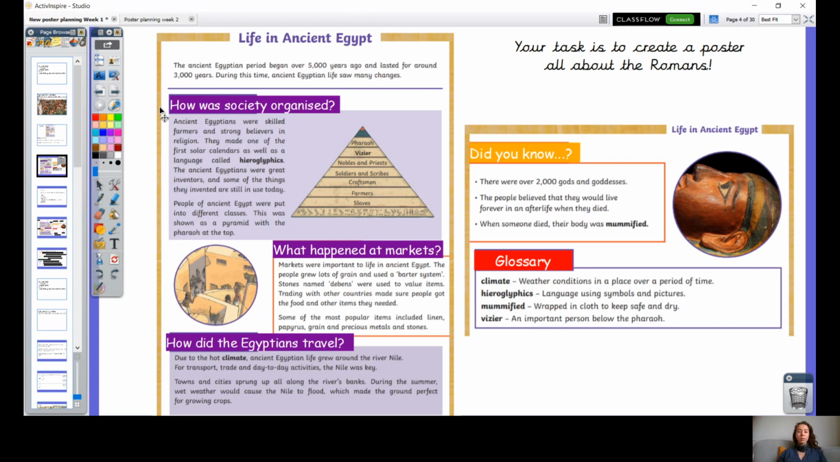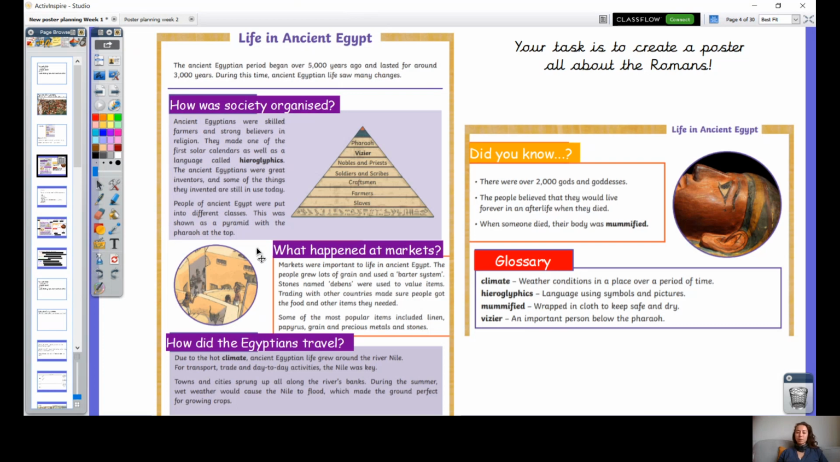How was society organised? Ancient Egyptians were skilled farmers and strong believers in religion. They made one of the first solar calendars, as well as a language called hieroglyphics. The ancient Egyptians were great inventors, and some of the things they invented are still in use today. People of ancient Egypt were put into different classes. This was shown as a pyramid with the pharaoh at the top.